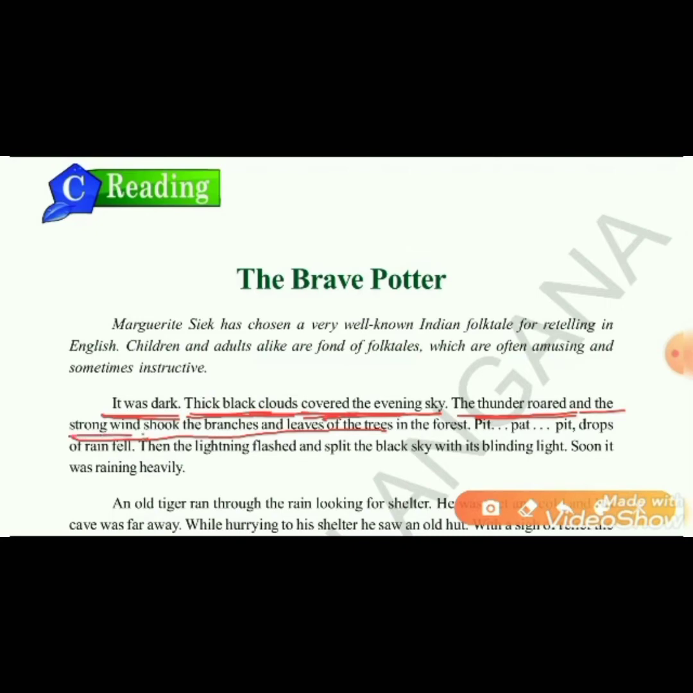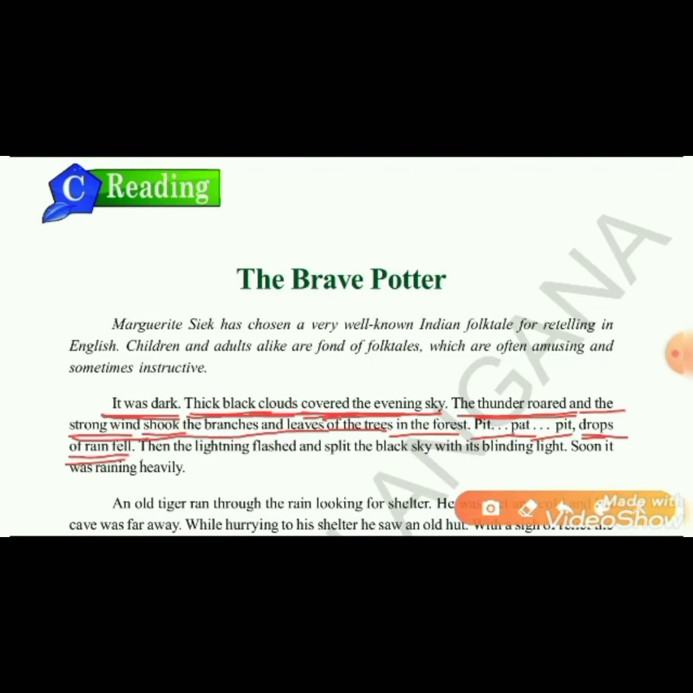The thunder roared and the strong wind shook the branches and leaves of the tree in the forest. There was a thunder and there was also a strong wind, which were the strongest signs of rainfall. And the leaves of the tree, because of this strong wind, were falling. The sound of the falling rain was pit pat pit. What is the sound of the rain? Pit pat pit. Drops of rain fell. Immediately heavy rain started to fall.